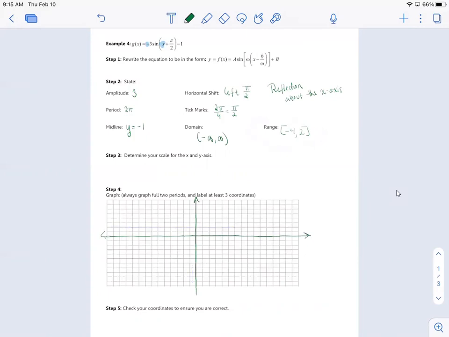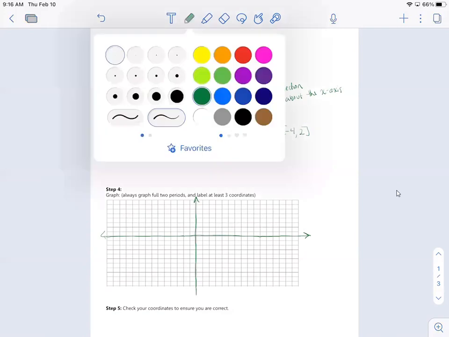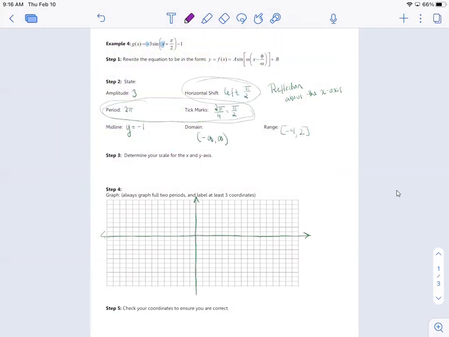All right, so make sure you give me a scale at all times, because I won't be able to grade it if you don't. Remember, your period and your tick marks, and your horizontal shift too, are the things that help you with figuring out what you should do. So our tick marks are pi over 2. So I like to go every other one. Pi over 2, pi, 3 pi over 2, and 2 pi. Just to give myself a lot of space. I always go in the negative direction too.